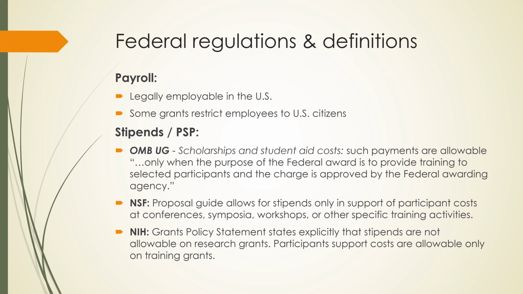So then when we look more closely at, for example, the National Science Foundation, the NSF, which is one of our sources of big research grants and training grants and student support grants, their proposal guide stipulates that stipends should only be used in support of participant costs at conferences, symposia, workshops, or other specific training activities. So that is fairly specific as to what the purpose of a participant support cost should be.